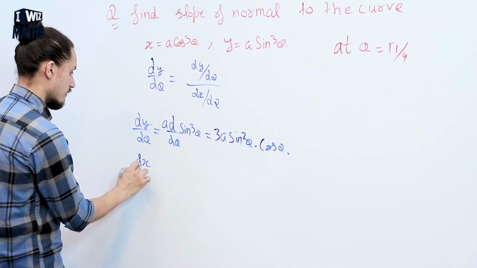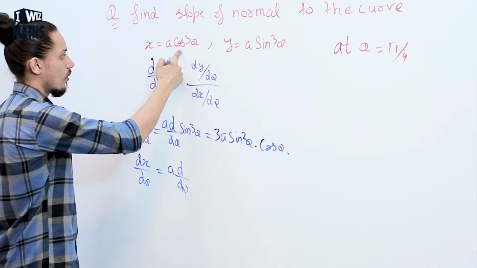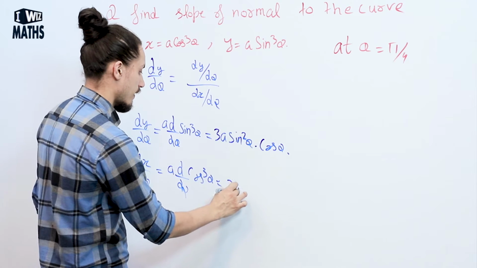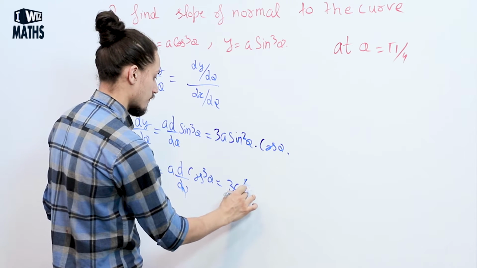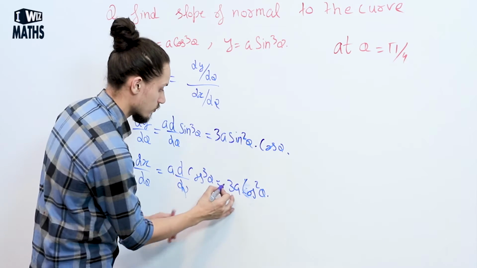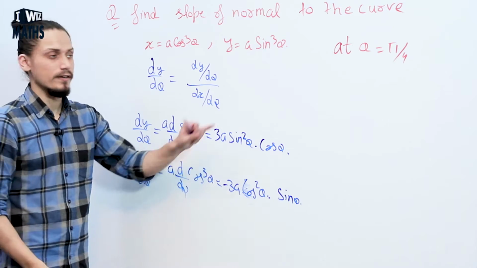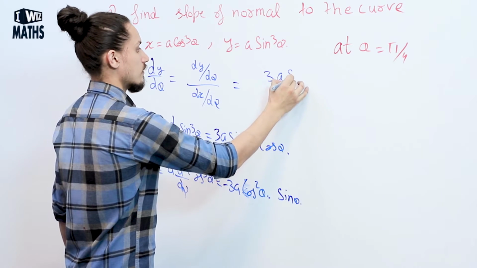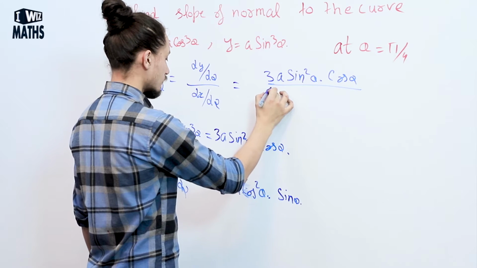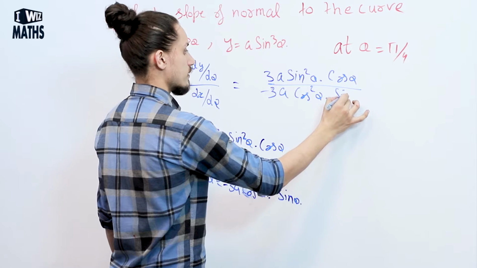Second, dx by d theta will be equal to a into d theta of cos cube theta, which is equal to 3 times a cos square theta into the derivative of cos theta, which is equal to minus sin theta, so negative sin theta. So using these two values here, we get 3a sin square theta cos theta divided by minus 3a cos square theta into sin theta.